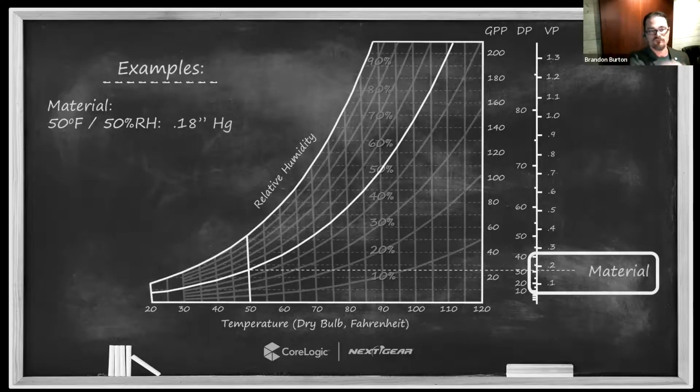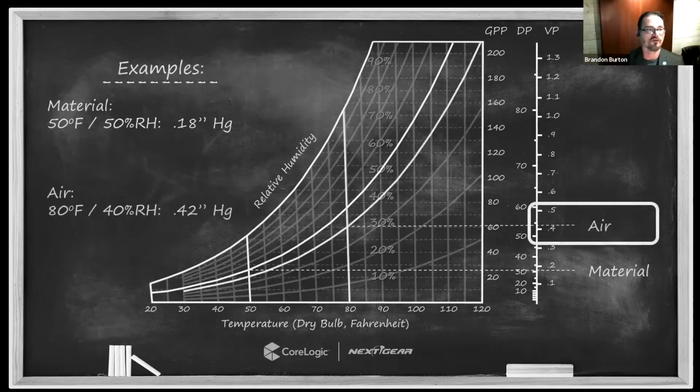Regardless, at 50 degrees and 50%, let's say that's what we measured, we can move all the way over to the far right-hand side of the psychrometric chart. There's a little scale there that says vapor pressure, and we can find out that the material has a vapor pressure of 0.18. Now we just take our standard measurement of the air, near the surface is best, and find out what is my vapor pressure there. What's the difference between that and what's in my material? Let's say we measured the air at 80 degrees and 40%. And we got 0.42 inches of mercury pressure.